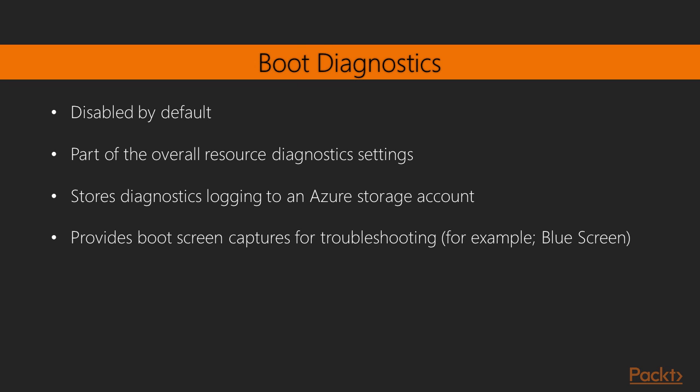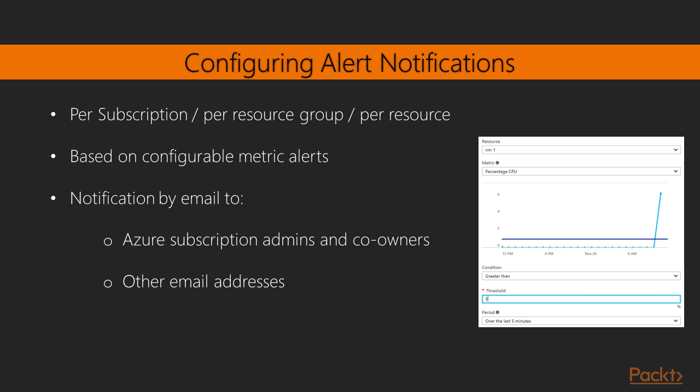Now, monitoring from the portal is interesting, but IT admins are not always connecting to the portal 24/7. So to get information about what's going on with your Azure resources, it might be interesting to know that you can configure custom alert notifications. Alert notifications can be configured per subscription, per resource group, all the way down to a resource level. And it's pretty easy to configure.